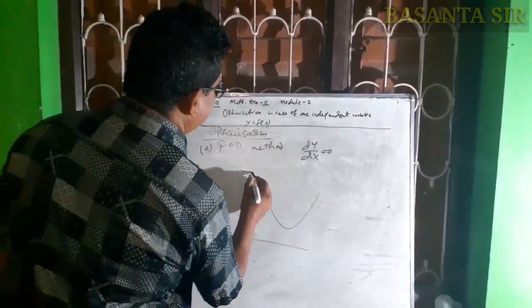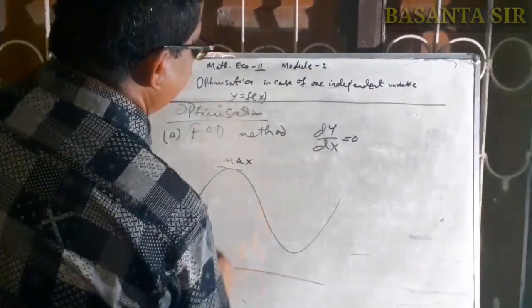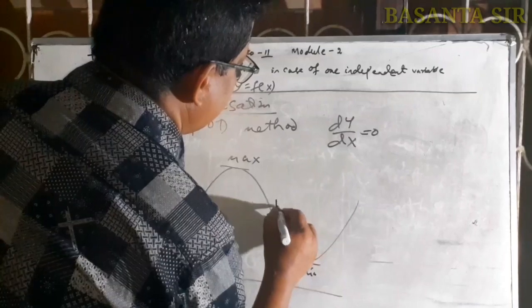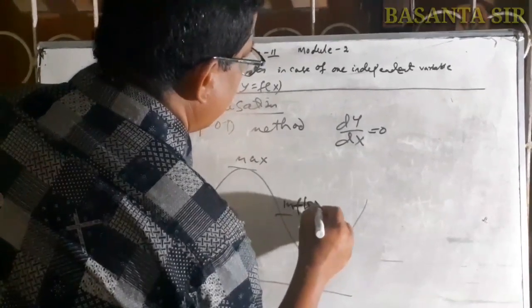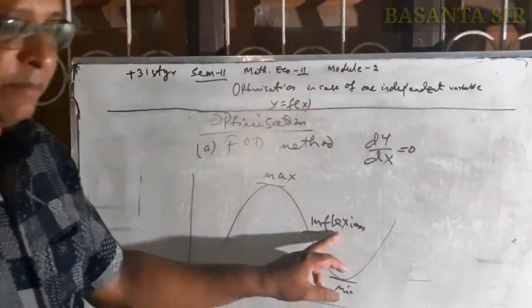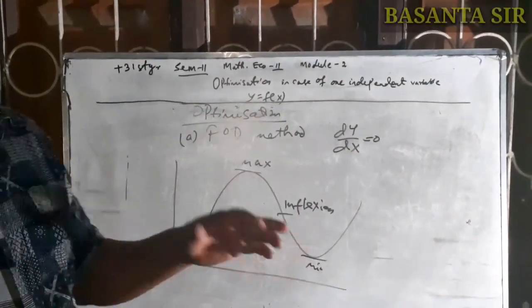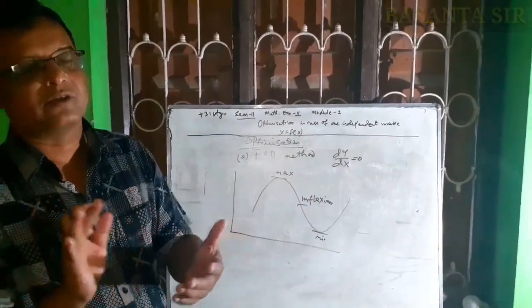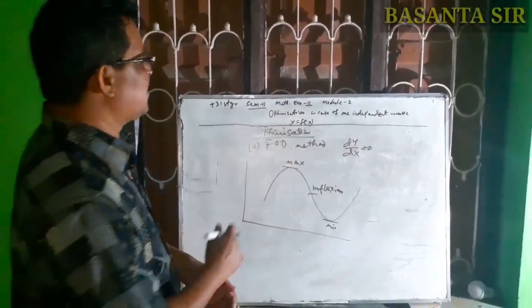This is the maximum, this is the minimum, and this is the point of inflection. It is very important to know inflection because it will lead to convex and concave, or convexity, of the function.